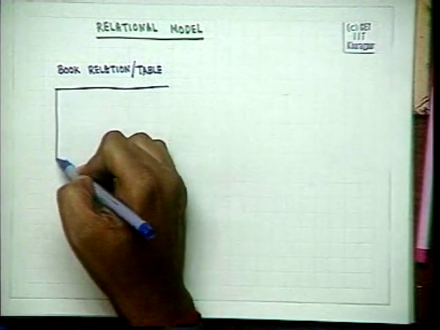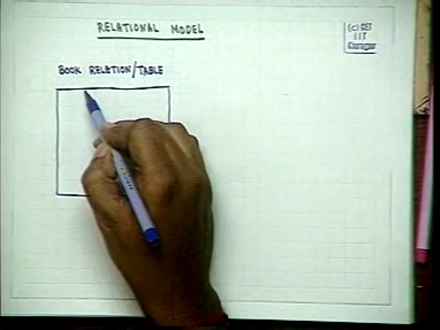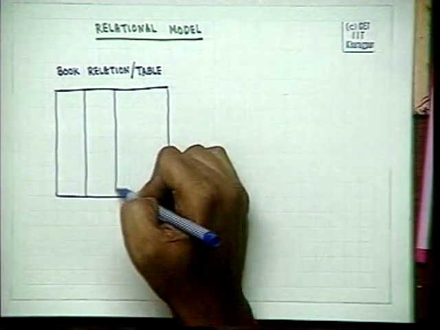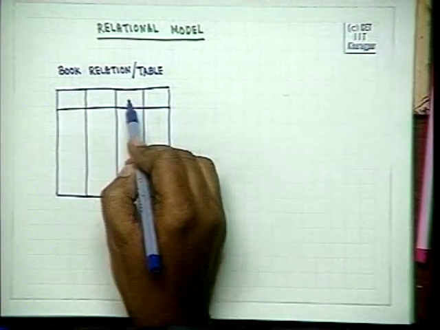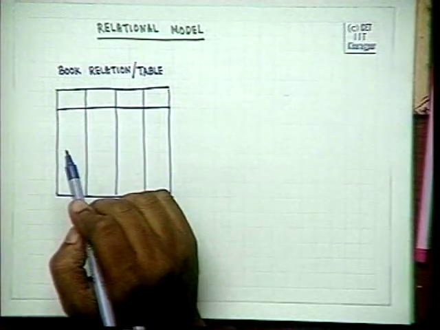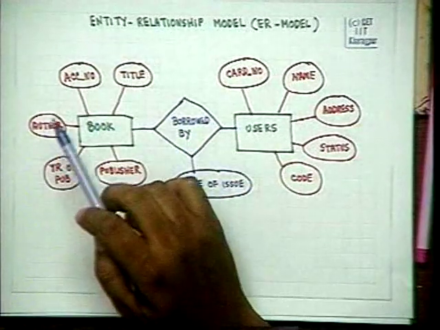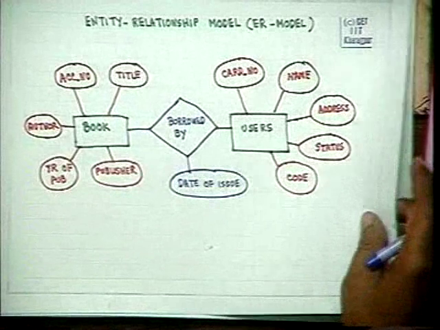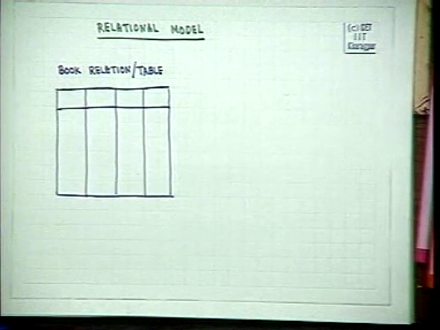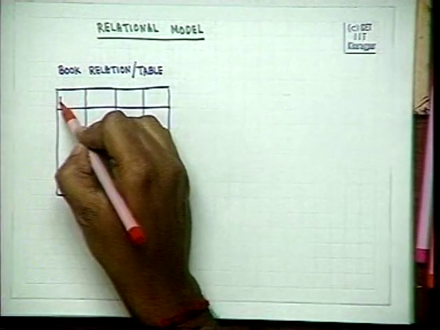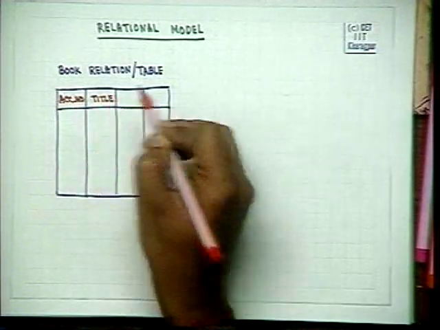It will be a table. I am just giving you an idea, and there will be several columns in that table. These columns will correspond to the attributes as we look at them in the entities. Therefore, here you will have various columns like accession number, title, etc.